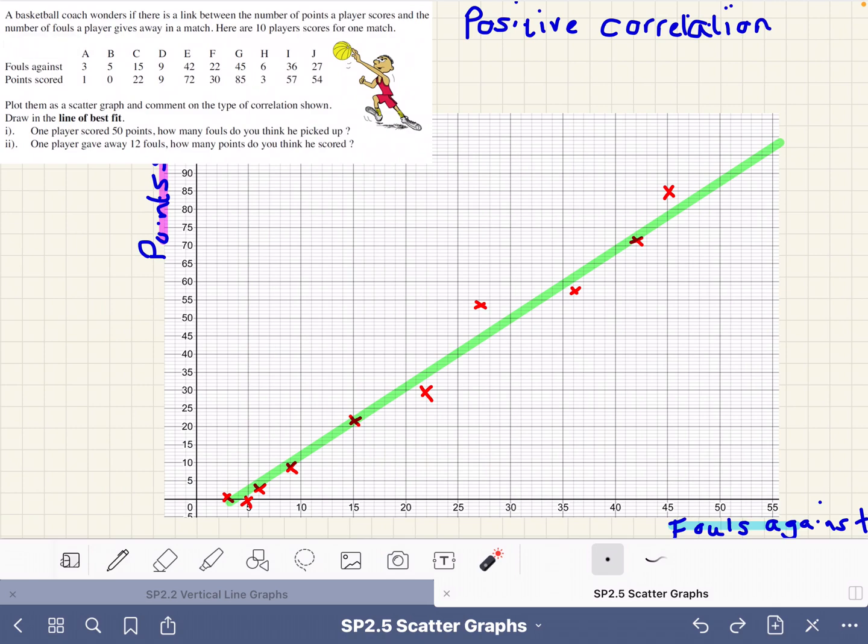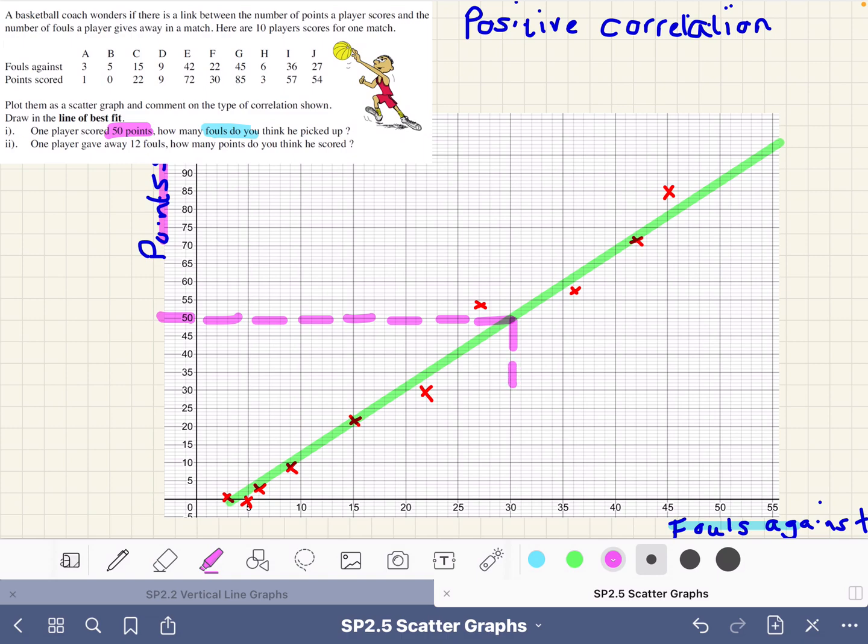Question 1. One player scored 50 points. How many fouls do you think he picked up? We will use this line to make an estimate for those readings. We can see that we have 50 points, which is here on our y-axis, and we want to find out how many fouls that player is likely to have picked up on this axis here. We use this 50 and we go across to our line of best fit using a ruler and a pencil.